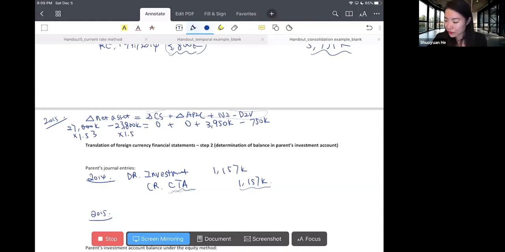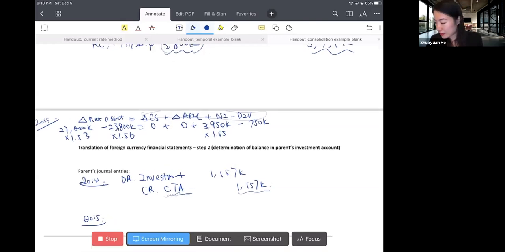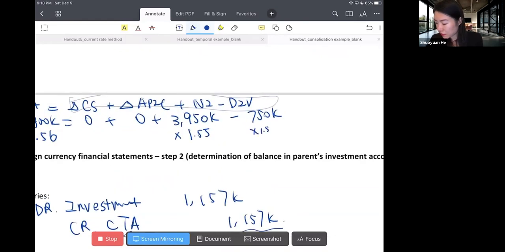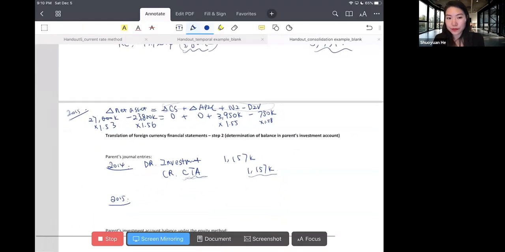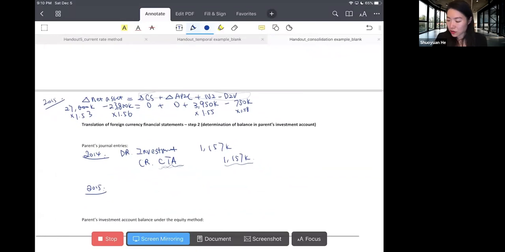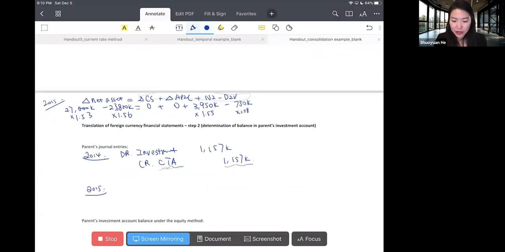So 1.53 is the current rate at the end of the year, and 1.56 is the current rate at the beginning of the year. The average rate during the year is 1.55. And for the dividend, when the dividend was paid out, its historic rate is 1.58. And then we get different numbers.